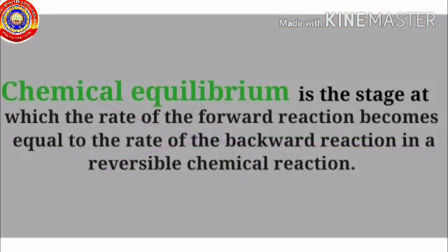So how can we define chemical equilibrium? It is a stage at which the rate of forward reaction becomes equal to the rate of backward reaction. So during this stage at chemical equilibrium, the concentrations of reactants and products do not change. Why? It is because the rates of forward and backward reactions are equal at this stage of chemical equilibrium.